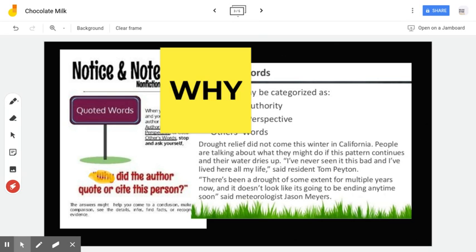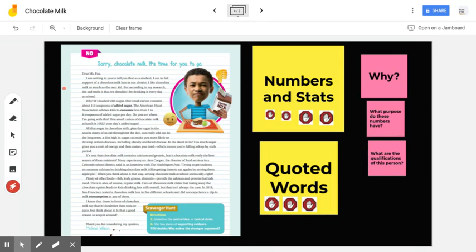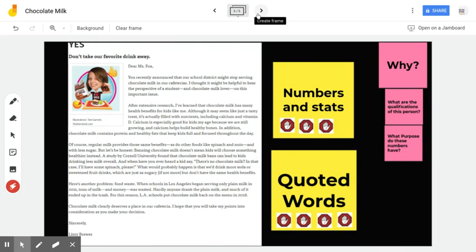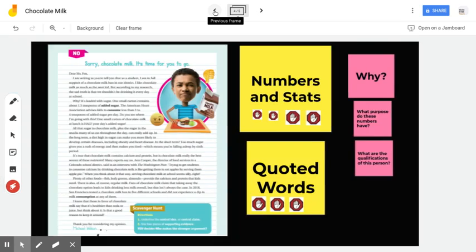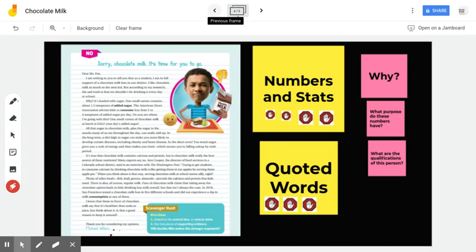And now we're going to go on to the assignments that we're going to be reading together during this video. So here we go. It is about chocolate milk. We're going to be reading this one that says no, and this one that says yes, about should chocolate milk be served in the cafeteria? So we're looking for numbers and stats and quoted words, and we're wondering why. So let's read this first one.